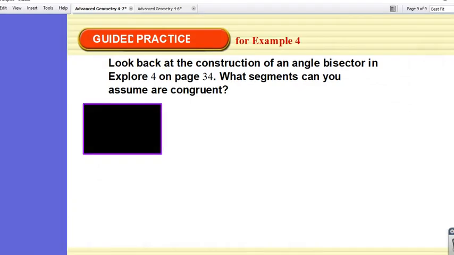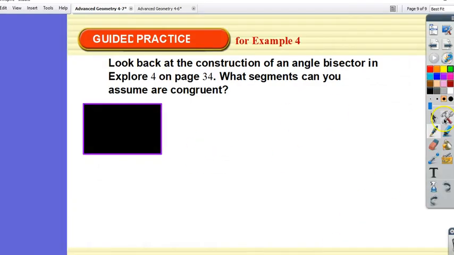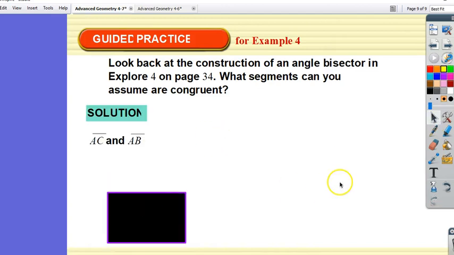So that is everything on your lesson today on example 4. So that was AC and AB, right?